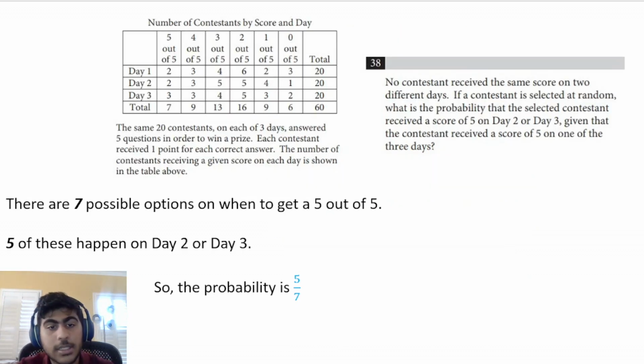Well, since there are 7 total times that a contestant received a score of 5, there are 7 options for when a contestant would have received a score of 5. And 5 of those options happen on day 2 or day 3, so the probability is simply 5 over 7.